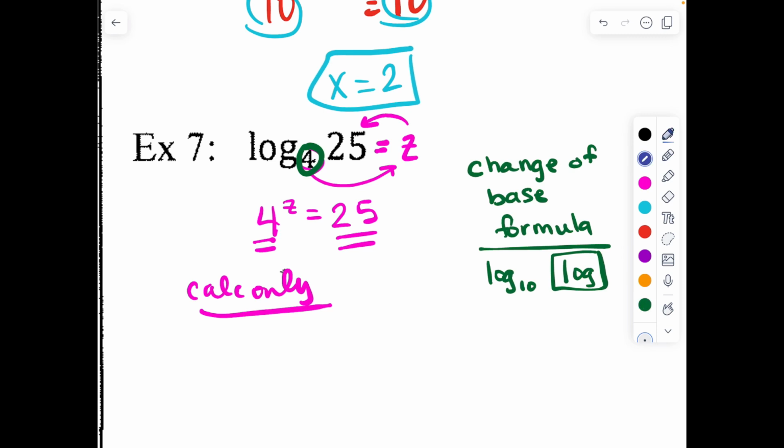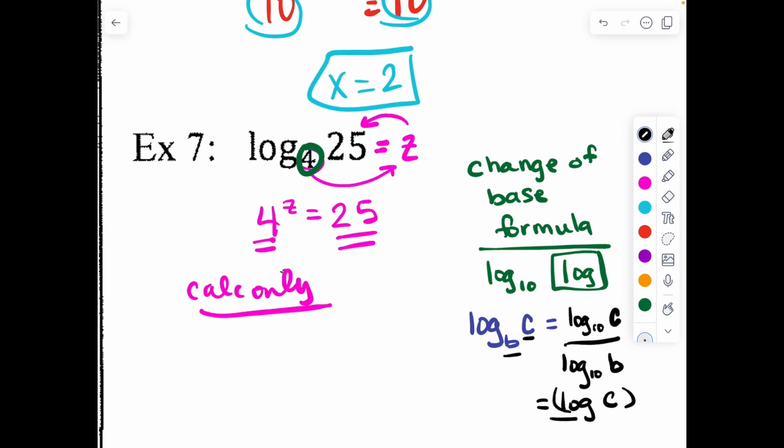So the change of base formula says this, that if you've got the log of some base and some number, you can change them both to any other base, specifically log base 10, if you do log base 10 of the big number c all over log base 10 of the little base number b. So in your calculator, this would look like log c in parentheses divided by log b in its own parentheses. So let's try that here.